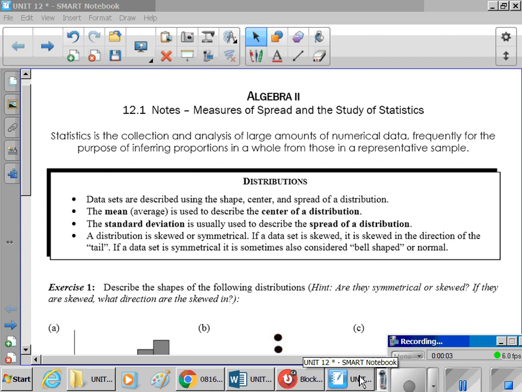Hey, welcome to Unit 12. Unit 12 is the study of statistics in Algebra 2. It's a short unit. There's really only a few things we really need to know here, but it's not an easy unit. That's why I usually save it for last.